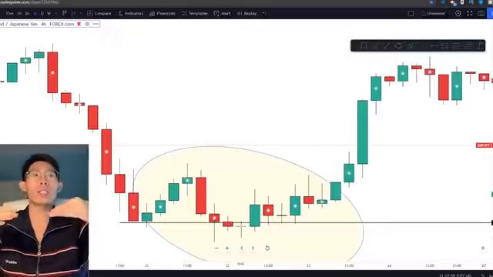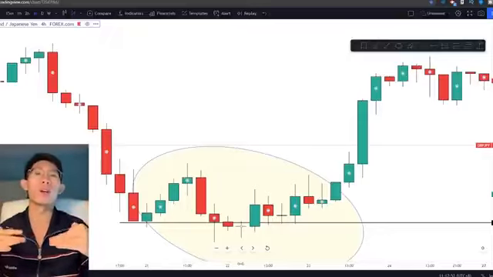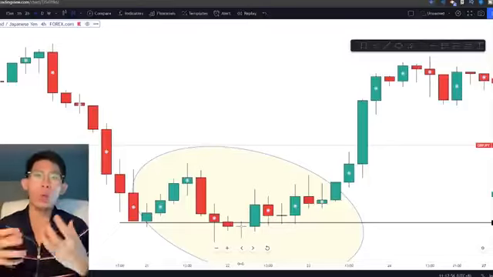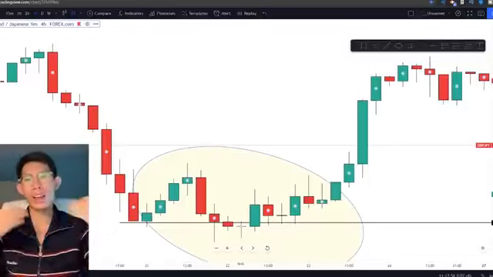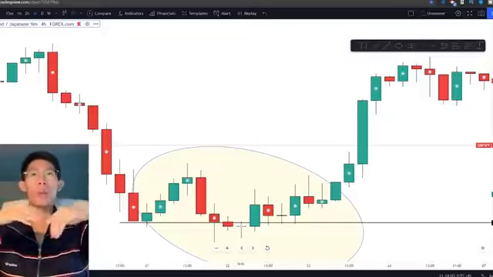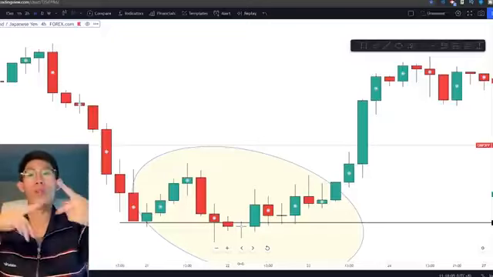You can see how price is at this major support level, and right now whenever price is at a key level, we want to see what the candlesticks are showing us, right? Is it going to break past that level, or is it going to bounce back up and reverse, right?